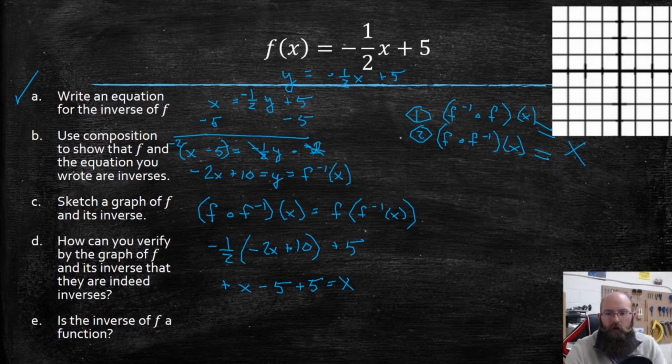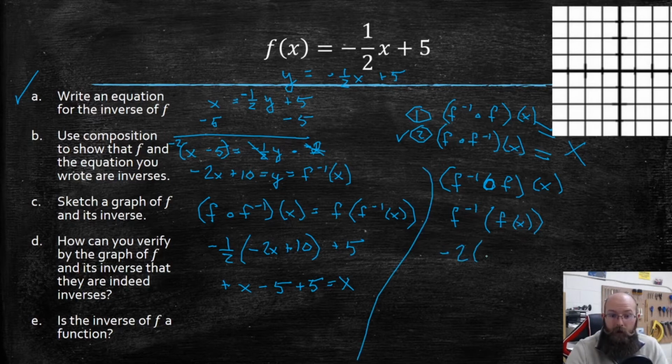So that one was number 2. We actually did number 2 first. Oh, well. Then we're going to do number 1. So that's f inverse composed of f of x. And then I need to take my f inverse function, and I need to put my f of x through that. So my inverse function says negative 2, let me draw a little line here, negative 2 times my input plus 10. That came from right here.